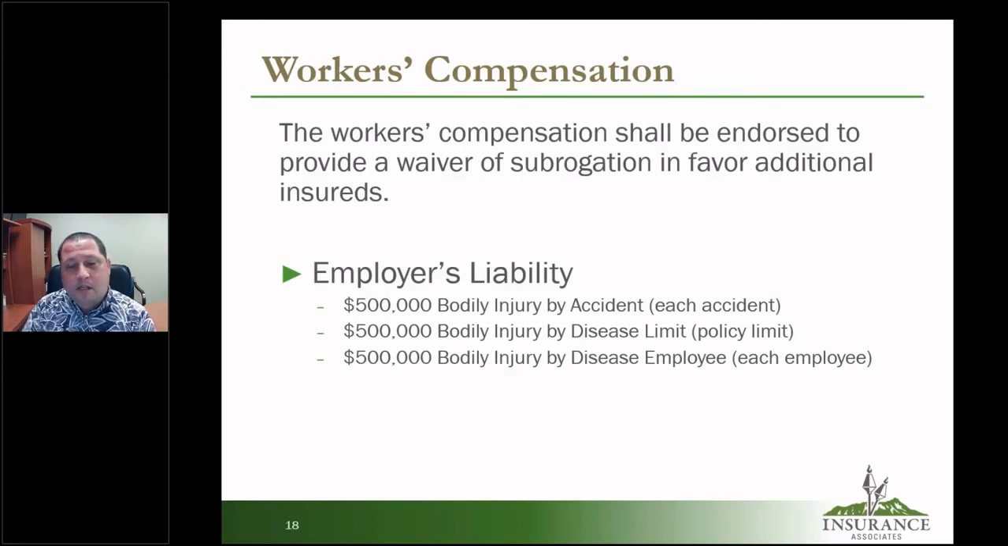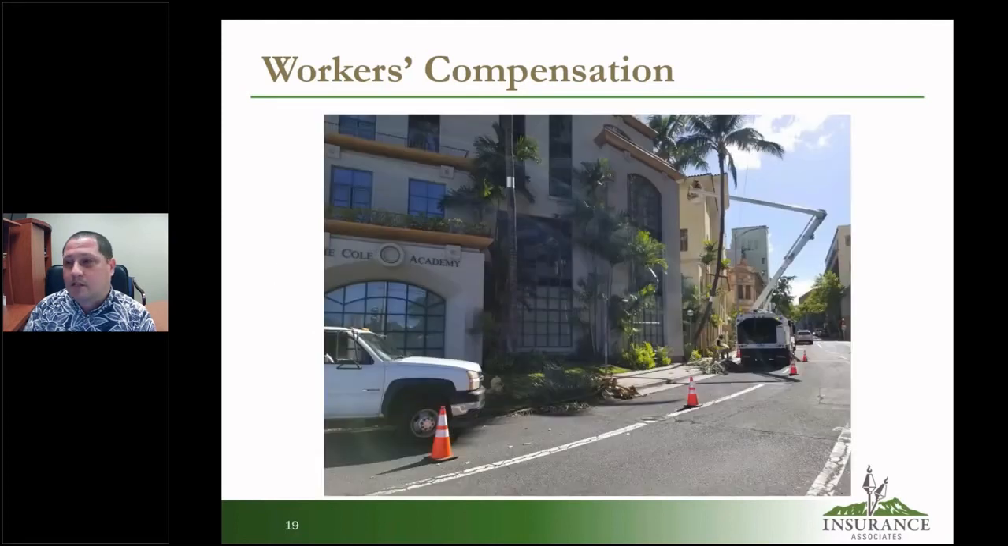The $500,000, $500,000, $500,000 limits shown here are what you want to see that the contractor has because most umbrella carriers will provide excess coverage above these limits. It is also extremely important for you to get additional insured status with a waiver of subrogation on the workers' compensation policy.